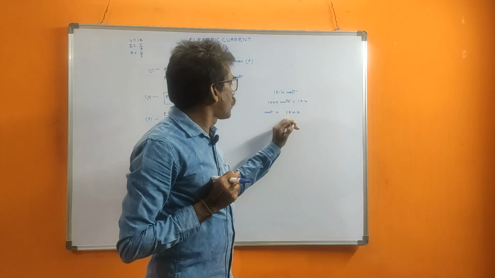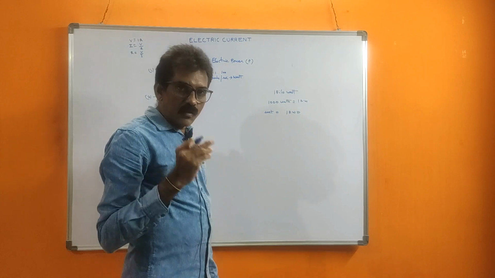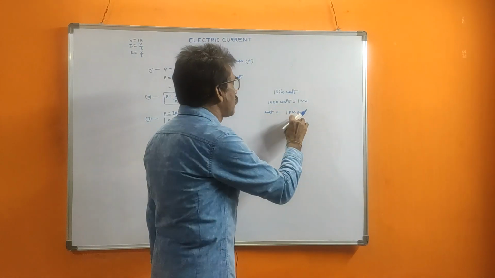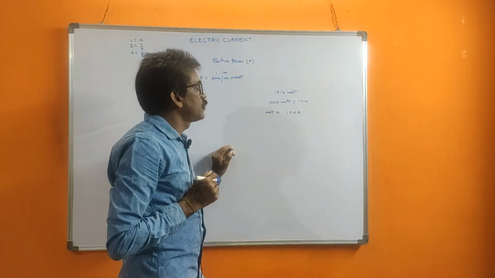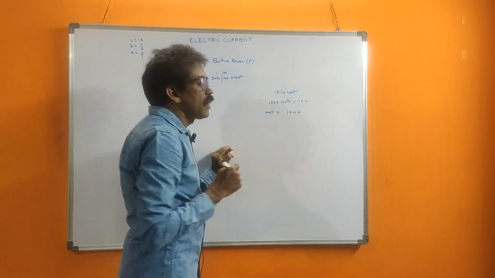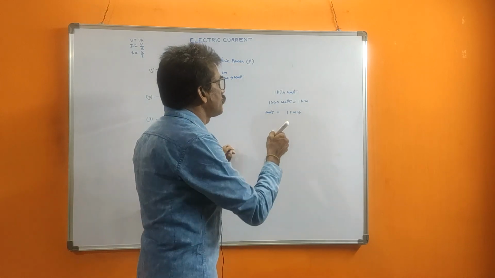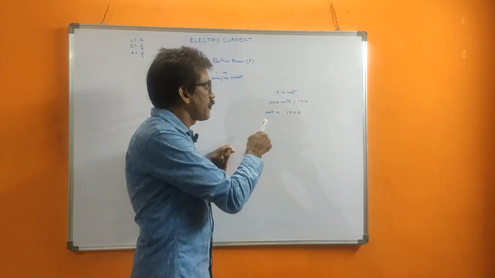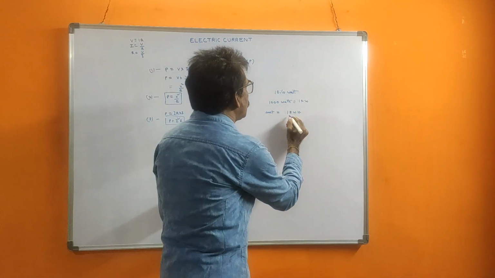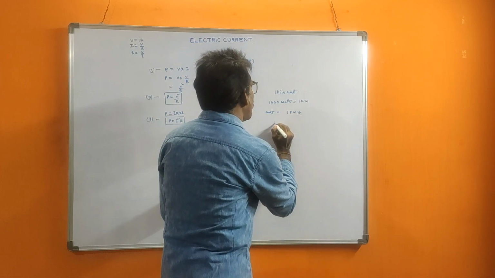1 kWh, what does it mean? 1 kilowatt hour, 1 kilowatt per hour. For 1 hour, kilowatts into hour, so that is 1 kilowatt hour, that is 1 unit. We should multiply the kilowatts into hour, that is kilowatt hour. So 1 unit means 1 kilowatt of power passing for 1 hour.